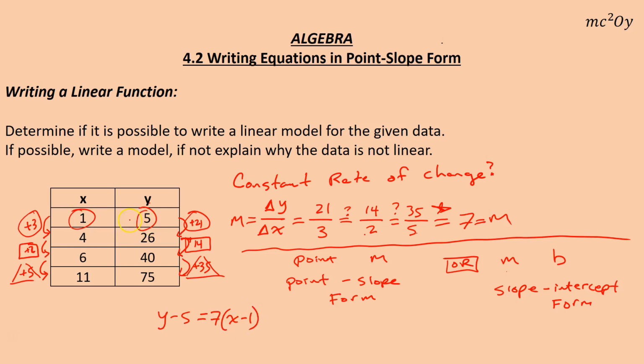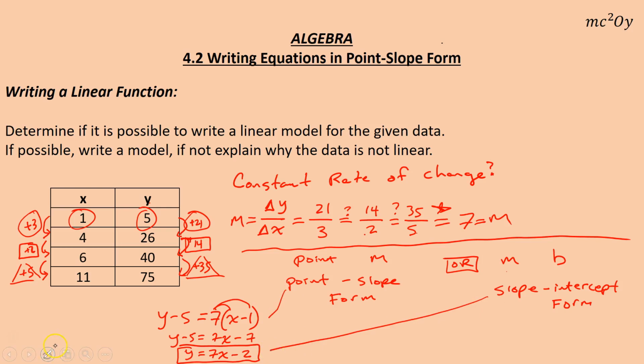Okay, y minus y1 equals m times x minus x1. And I could have used any of these points. And I know the equation will look different, but if I change it to slope-intercept form, no matter what point I use, I would end up with the exact same thing. Okay, add 5 to both sides, you end up with 7x minus 2. All right, so you can go from point-slope form to slope-intercept form.